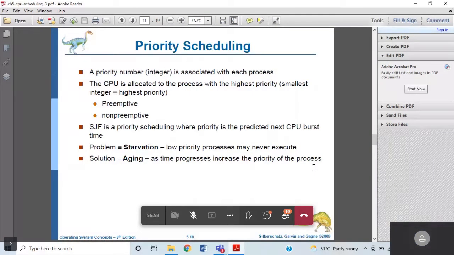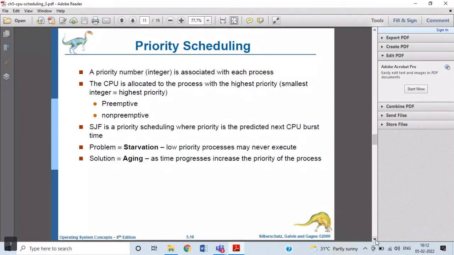So this is the third type of scheduling algorithm, priority scheduling. The first is first come first serve, then shortest job first, and then priority scheduling. The problem in priority scheduling is starvation, and the solution for starvation is the aging process.